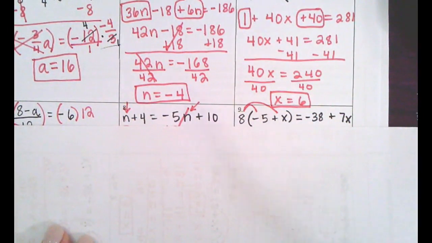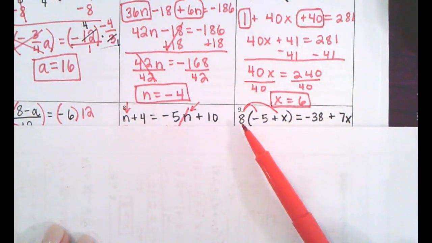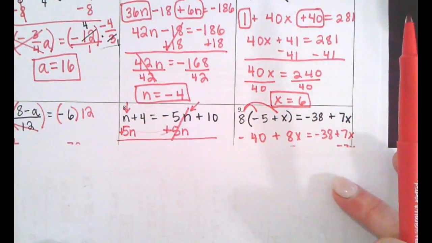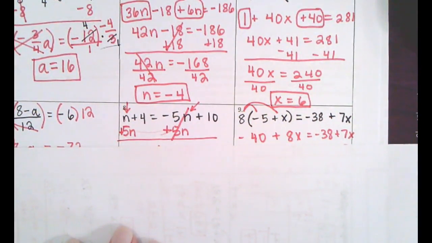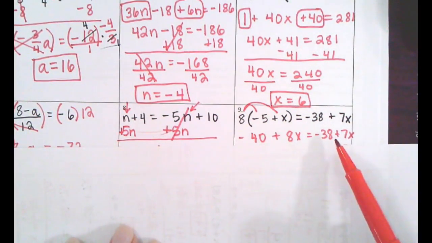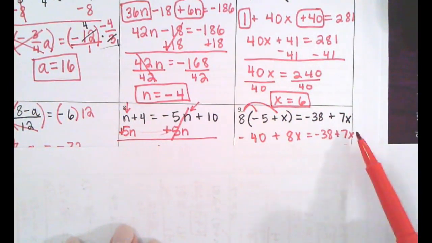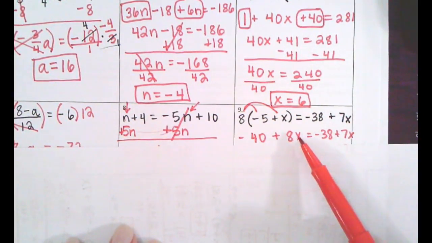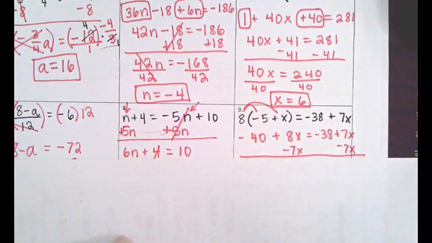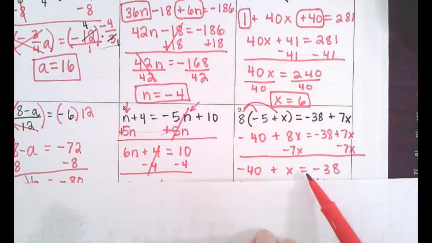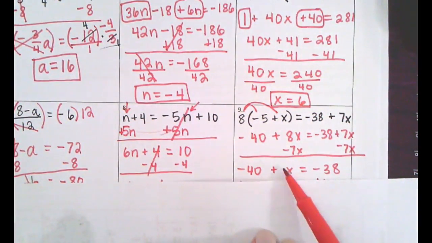Okay, the first thing that I did is I distributed this 8 times the quantity of -5 plus x, which gave me -40 plus 8x. Next, I noticed I had variables on both sides of my equation. So since my 7 was smaller, that's the one that I did the inverse operation to. However, it is not incorrect if you took the 8 to the other side. I subtracted 7x from both sides and simplified to get -40 plus x equals -38, or 1x.